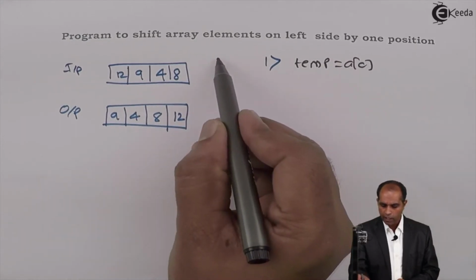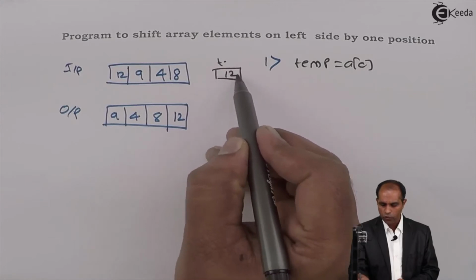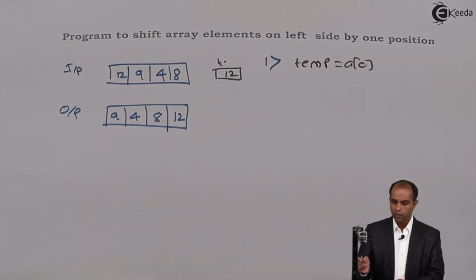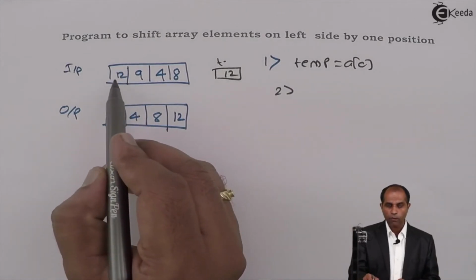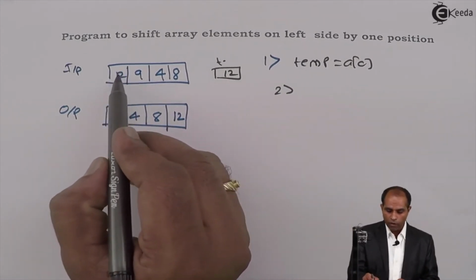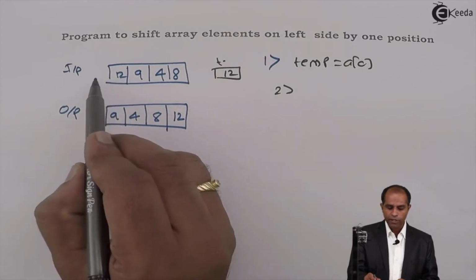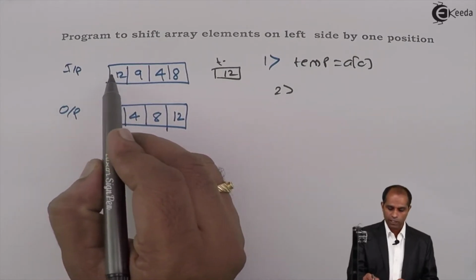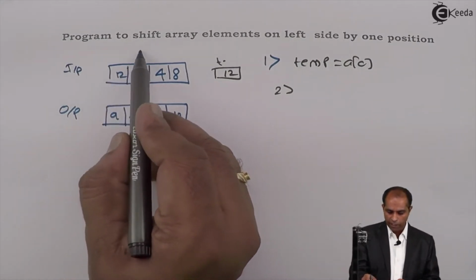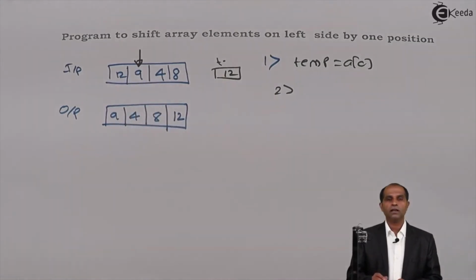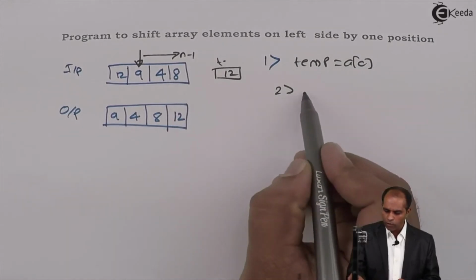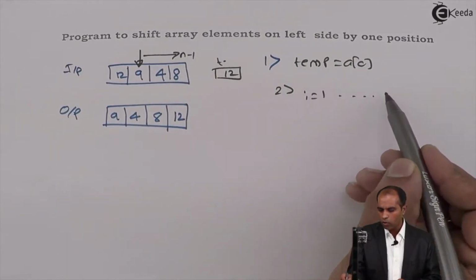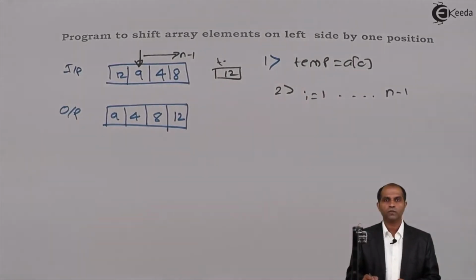In this case, temp is what? 12. Right? Now, a of 0 goes to temp. So now I don't have regrets if someone overwrites 12. So I have to identify an index next to this or prior to this. As such, I don't have an index prior to this. I have an index next to this, that is 9, and move on to the other side, that is n minus 1. So I have to start from i equals 1 and go till n minus 1.